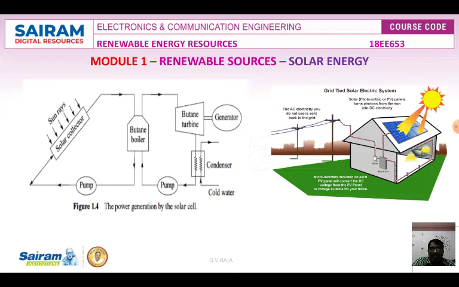The sun rays are focused on a small collector here. There is a solar collector, a butane boiler, a pump, and here also we are using a pump, a condenser to cool the steam, and a butane turbine and generator. The turbine and generator is also called a turbo generator. Here butane is the fluid which is used in the boiler in order to generate the steam to rotate the turbine.